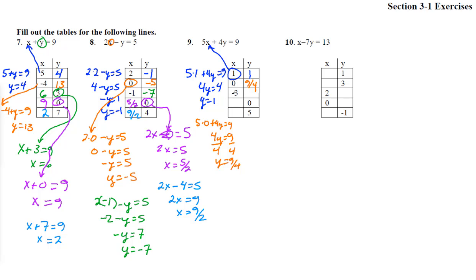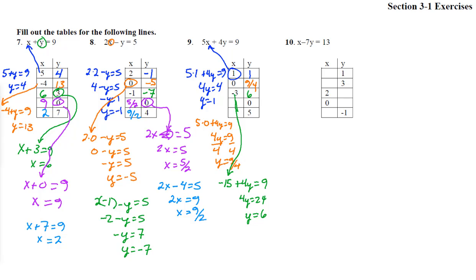Negative 3. Stick in -3 for x. So we get 5 times -3. I'm going to write that as -15 plus 4y equals 9. So -3 went in. Let's draw this line down through and see where it went there. All right. Add 15 to both sides and we get 4y equals 24. Divide by 4 and we get, that means y is 6.